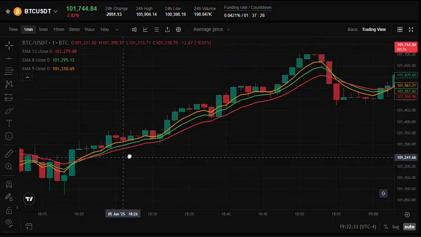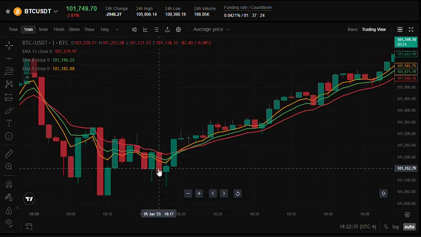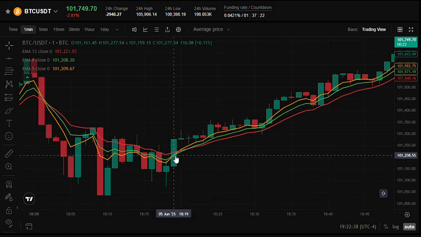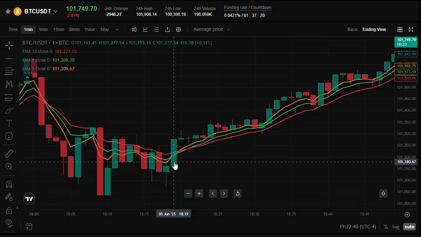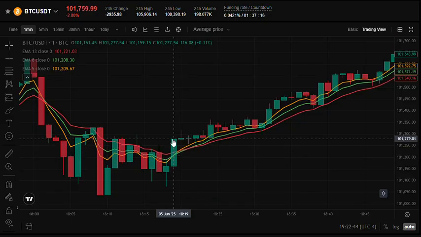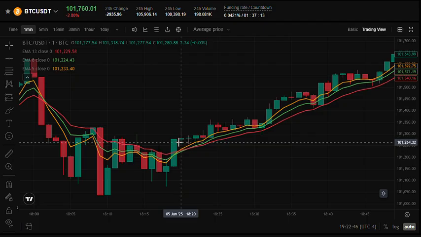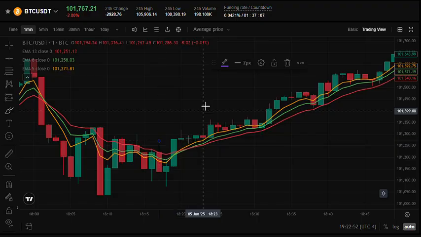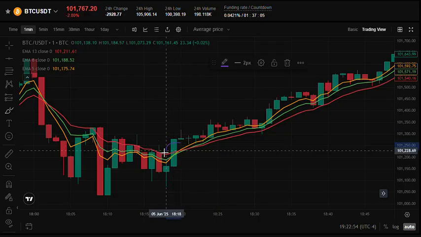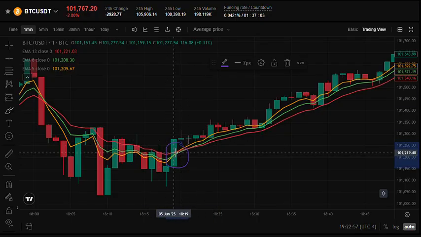Now there's another way to play this. This is another good example, is you wait for the crossover, right? You wait for a candle to cross over all 3 of these lines, and then you wait for it to print above the crossover. So here you see we had the crossover, right? Let's see. You can see right here we had the crossover.